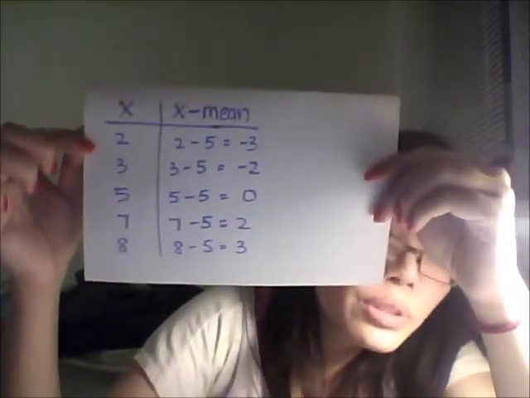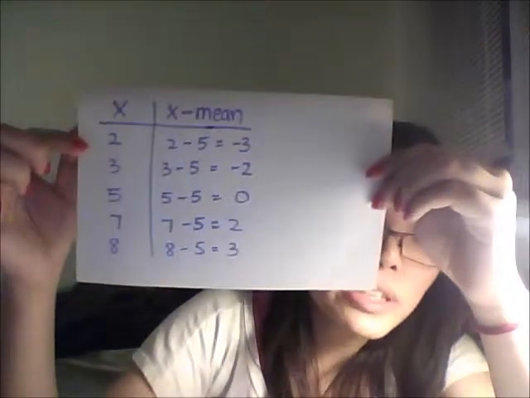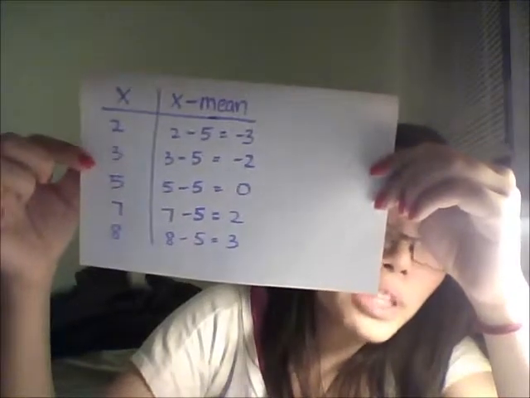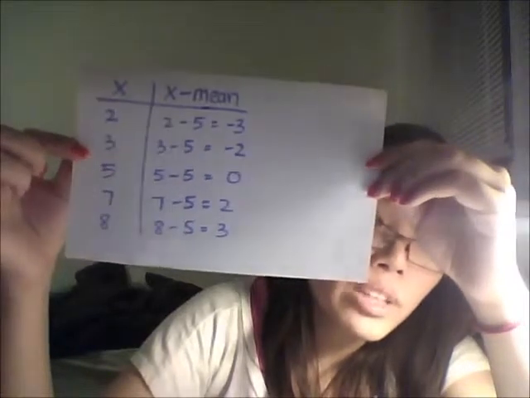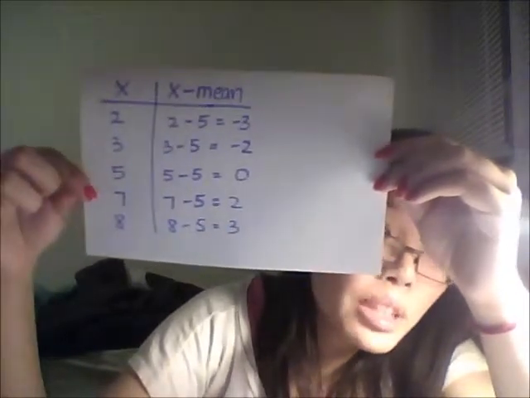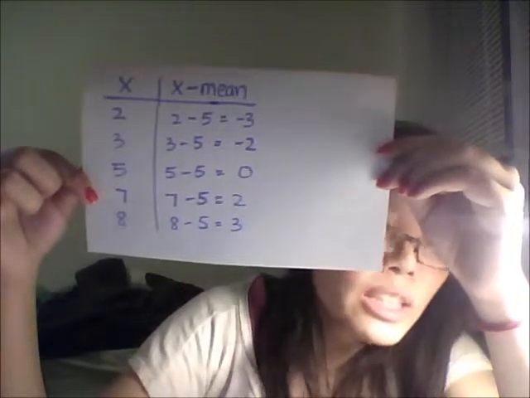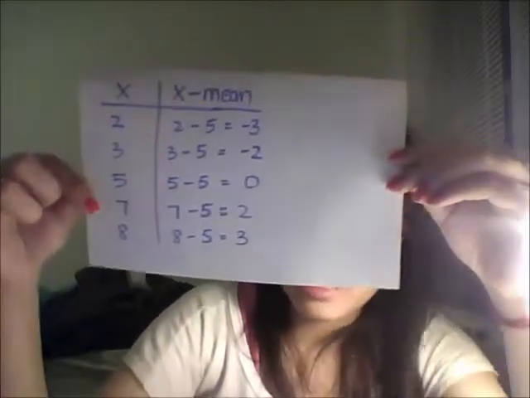the value 2 minus the mean. 2 minus 5 equals negative 3. And then you do 3 minus the mean, 5, equals negative 2. 5 minus the mean is 0. 7 minus the mean is 2. And 8 minus the mean is 3.